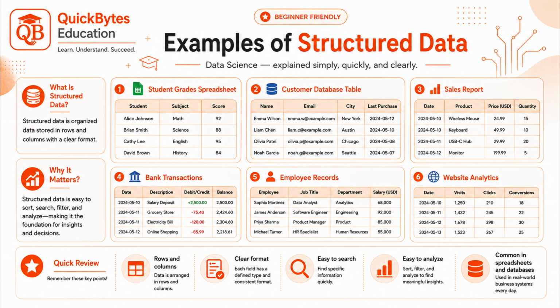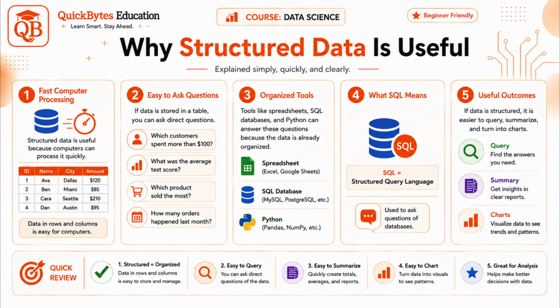Here are some common examples of structured data: a spreadsheet with student grades, a database table with customer information, a sales report with dates, products, prices, and quantities, a bank transaction table, a list of employees with job titles and salaries, a website analytics table showing visits, clicks, and conversions. Structured data is usually the easiest type of data for beginners to understand because it looks like a table, and tables are easy to scan visually.